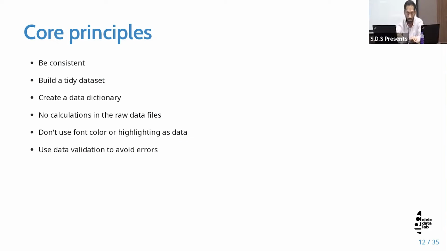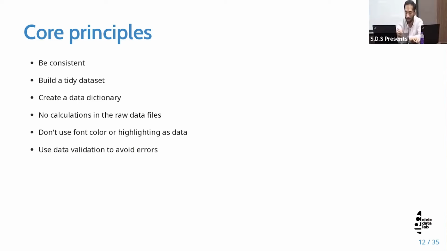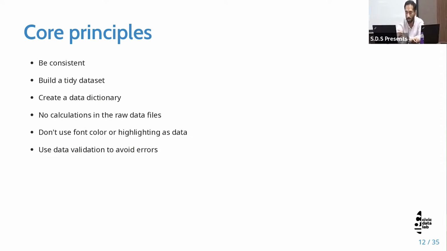So what are some of the core principles that one should follow? Be consistent, and we will discuss these principles. Build a tidy dataset. We will also discuss what we mean by a tidy dataset. Create a data dictionary, which is different from a data biography that we discussed. This is very important. No calculations in the raw data files, which means that if you have a file, especially a CSV file, and if you write a formula, and if you again save it as a CSV file, your formula won't be saved because it does not save any of these contexts, so you should not do any calculations in the raw data file.